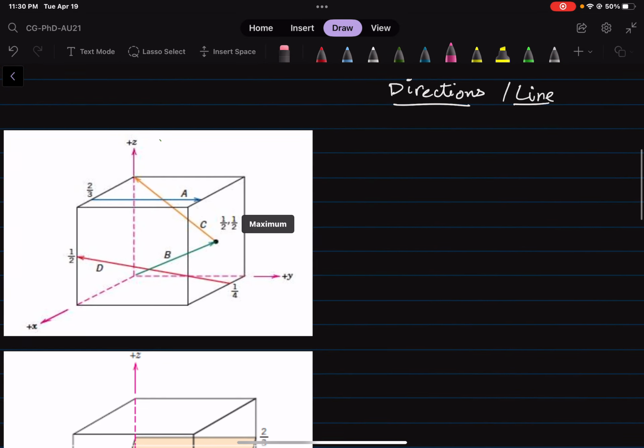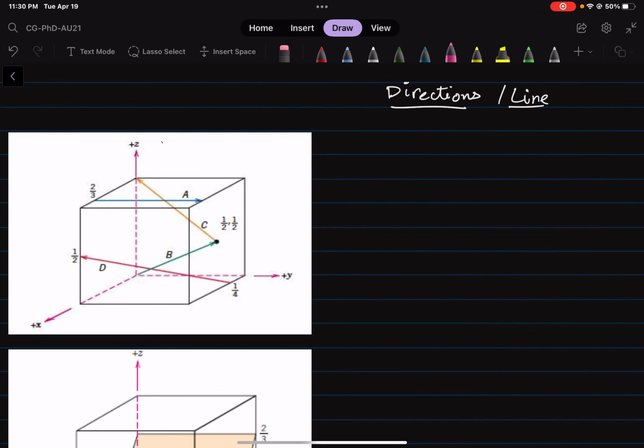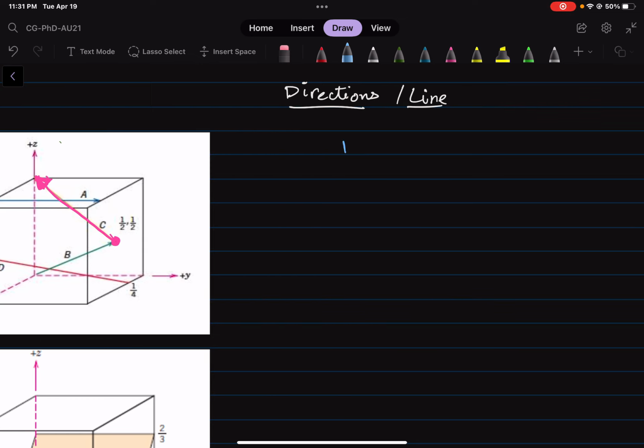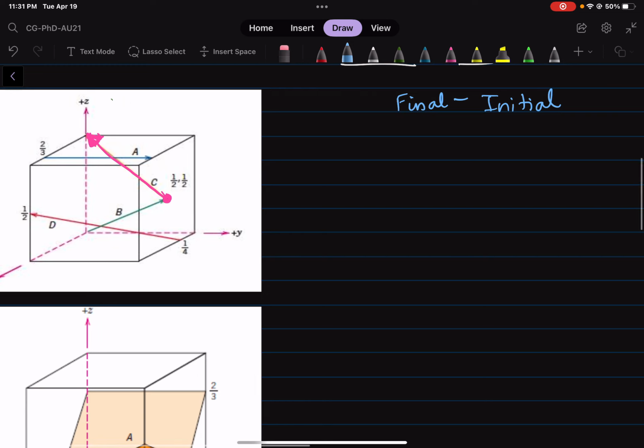Let's do some quick examples for direction and line. So let's pick up the direction C over here. I'm gonna highlight it with this pink arrow. One thing that'll help you a lot with any notation when it comes to direction or lines is to remember this expression: final minus initial. Seems simple, but it's a very powerful tool to solve any equation.